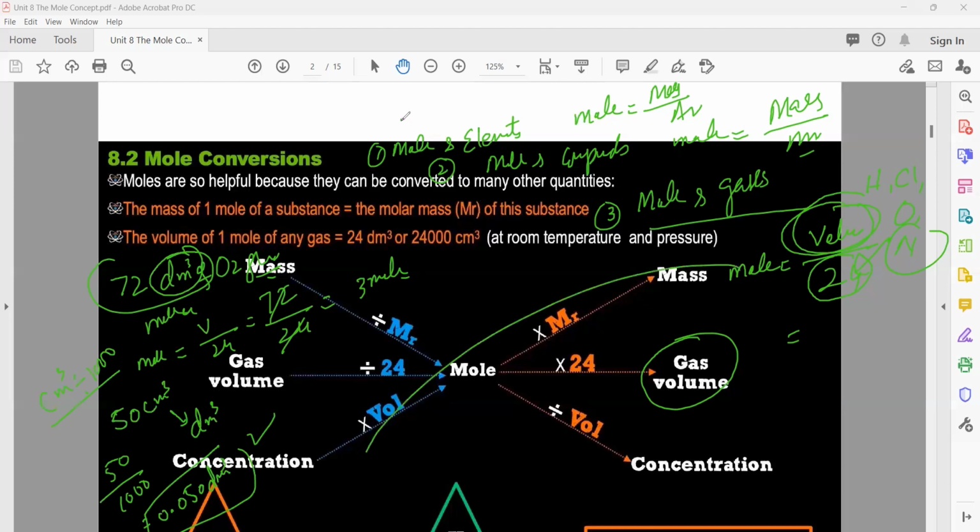So now we did the mole and element. This is the formula. Mole and compound. This is the formula. Mole and gas. This is the formula. So these are three things. So is it clear how you can find the mole of a gas? Please confirm. Yes.